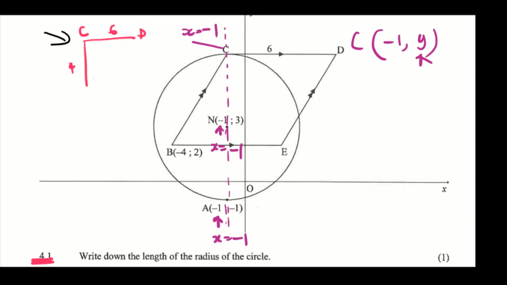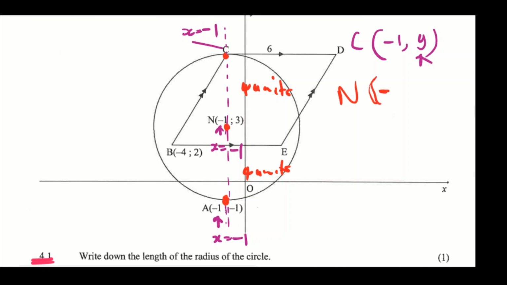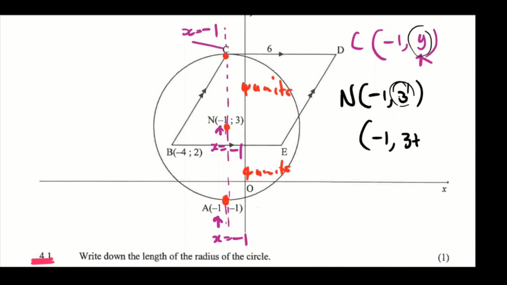Or you can simply use this. So what you can do is this, you know very well that your radius is 4 units, right? So from here to here, it's 4 units. The same as from the center to C is 4 units. So you can say that from our center N, let me write this N properly, which is minus 1 and 3, the y value of C is a shift 4 units up, right? So if we shift this 3 by 4 units up, it's going to be minus 1 and 3 plus 4, right?